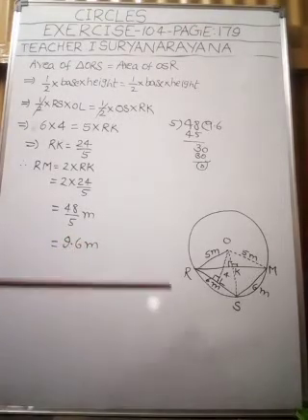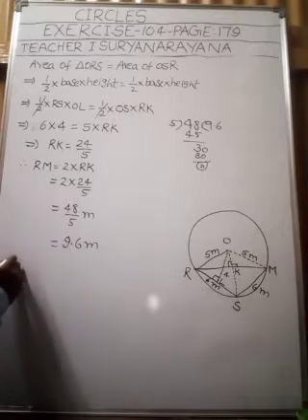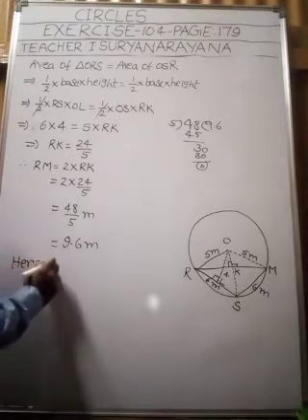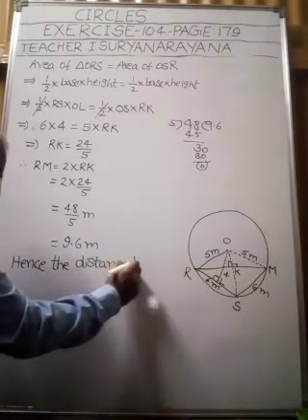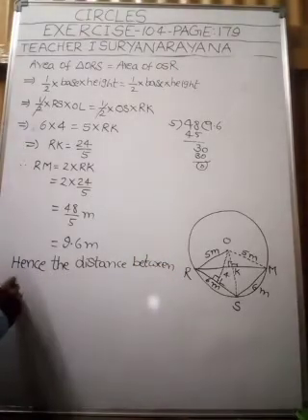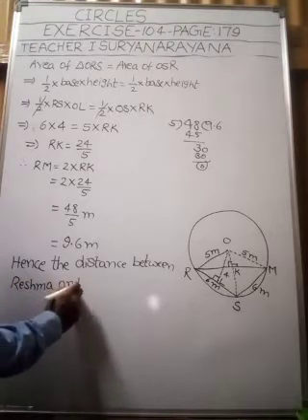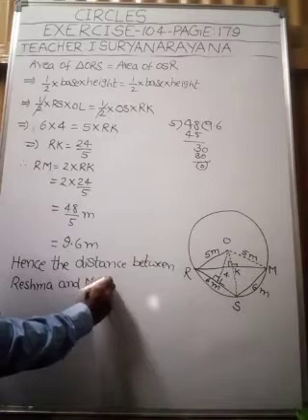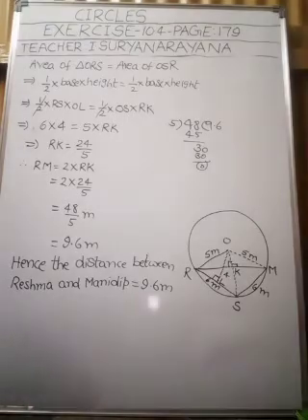This is the distance between Rashma and Manideep. Understood, my children? Right. Hence, the distance between Rashma and Manideep is equal to 9.6 meters. Okay, my children, understood this point? Right.